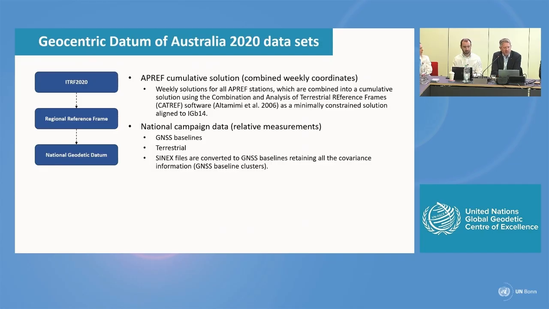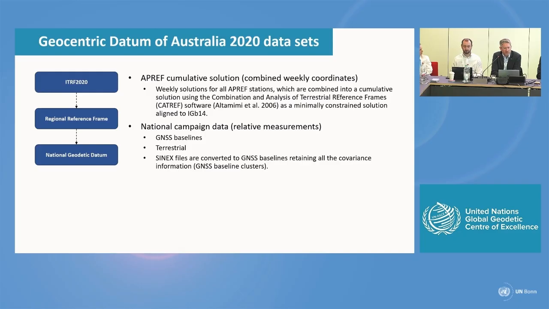So if you look at that in more detail here, what you're actually using for constraint then is this ITRF cumulative solution of all the weekly combined coordinates since 1994. And those weekly solutions for all the ITRF stations went into a cumulative solution using CATREF.